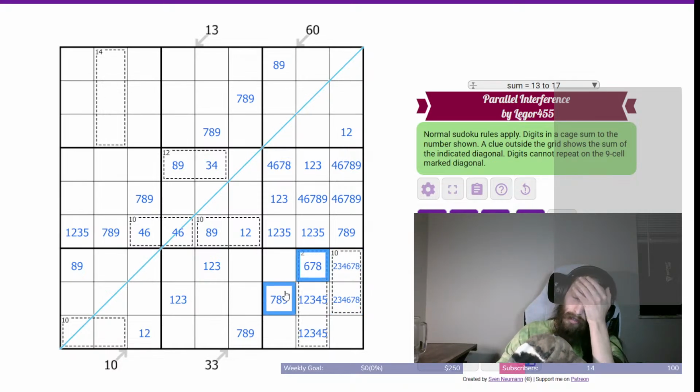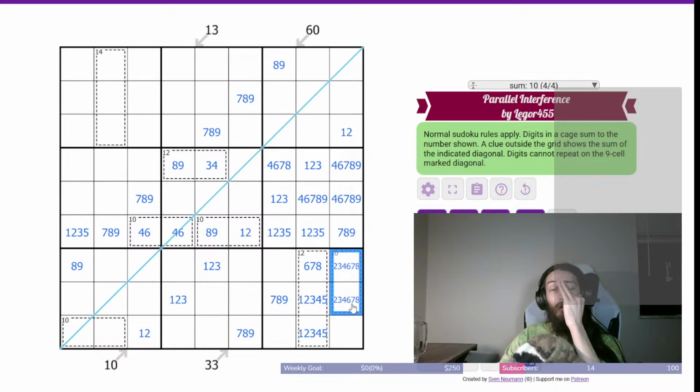Six and 9 would be a pair of 9s. But it would allow for an 8 to still be possible. So I don't know if that's useful.